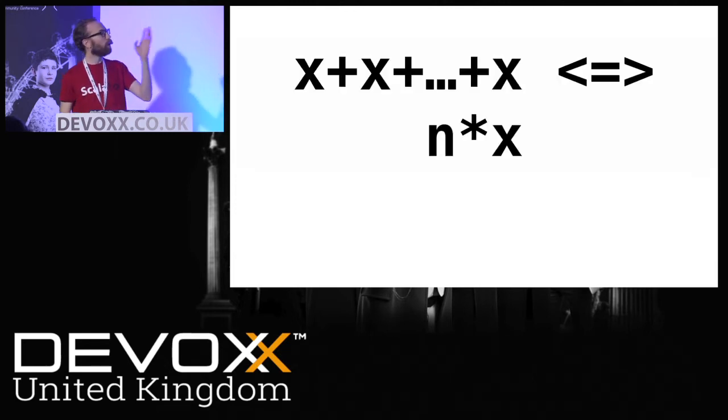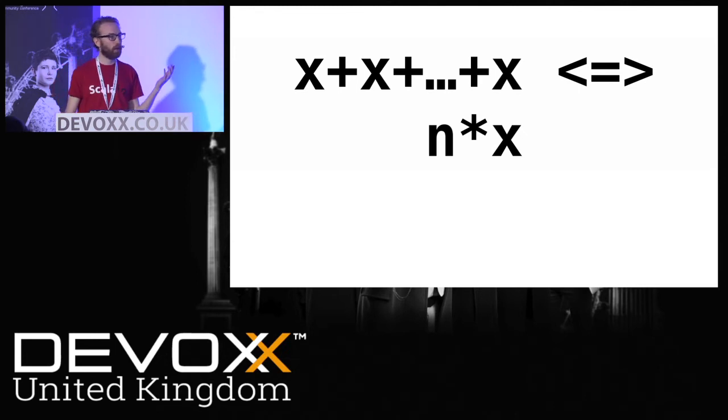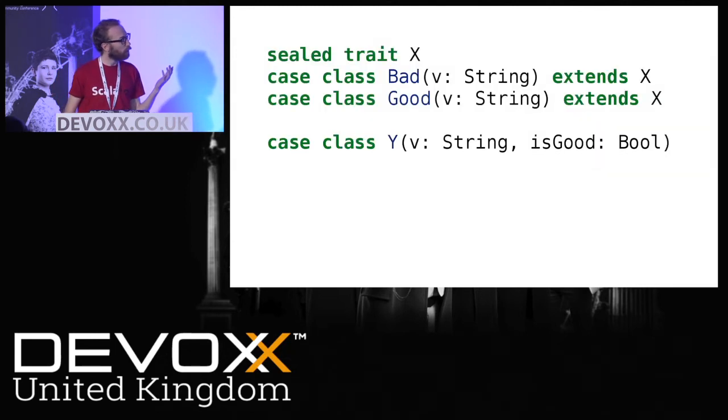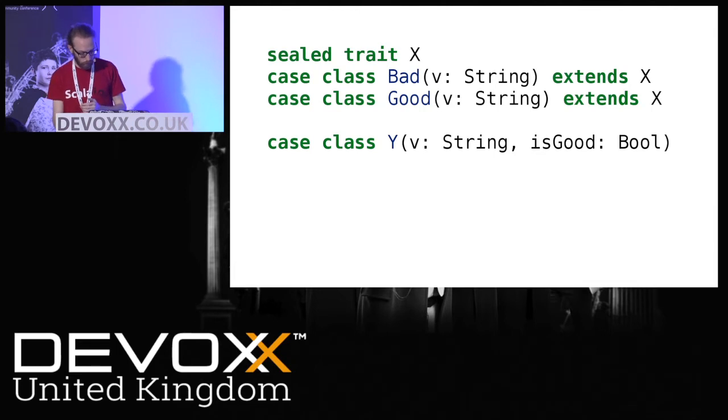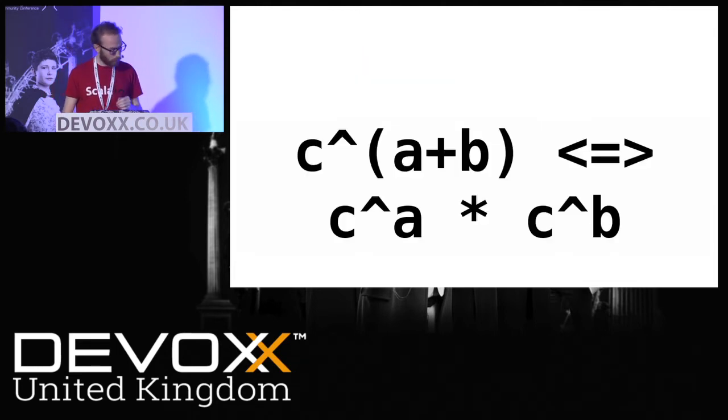And yeah, if you add x n times, it's n times x, and it means that if you have several cases in a sum type with the same structure, then you can factor it out with this structure in a tuple with an enum. Okay, so we get two cases, both with a string. So it's equivalent to a product type of a string and an enum, stuff like that.